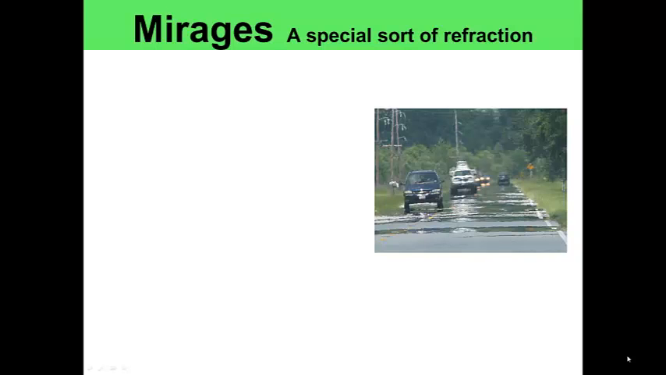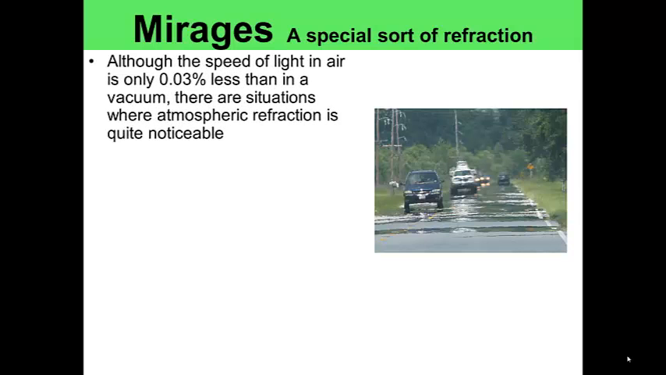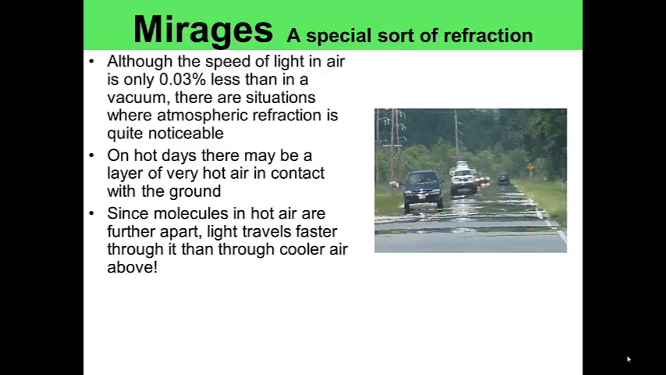A specialized form of refraction is called a mirage. Although the speed of light in air is only 0.03% less than in a vacuum, there are situations where atmospheric refraction is quite noticeable. On hot days, there's a very thin layer in contact with the ground, especially on asphalt where it's black. It's very hot air.